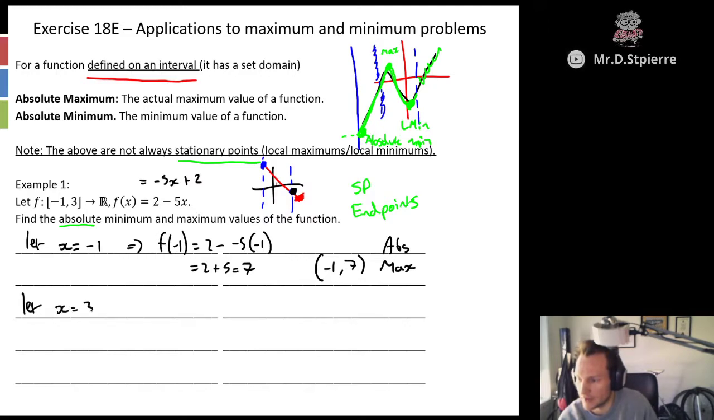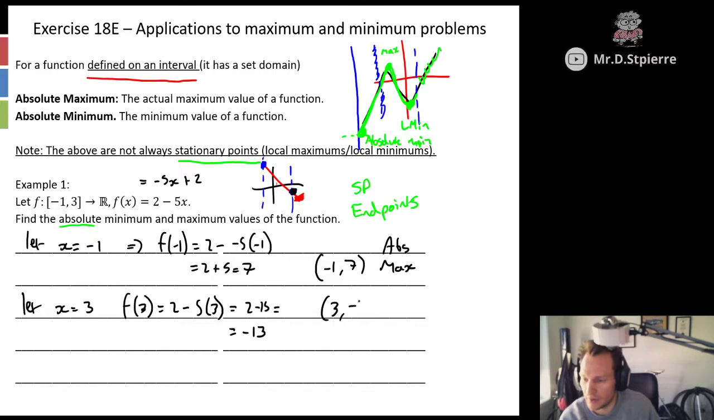So we're going to let x equal to 3. So f of 3 is equal to 2 minus 5 by 3, which is 2 take away 15, giving us -13. So we get 3, -13, and that is our absolute min. That's the lowest point we have, y coordinate wise. And that's just really quickly to show that it can be an endpoint. A linear function doesn't even have a stationary point.